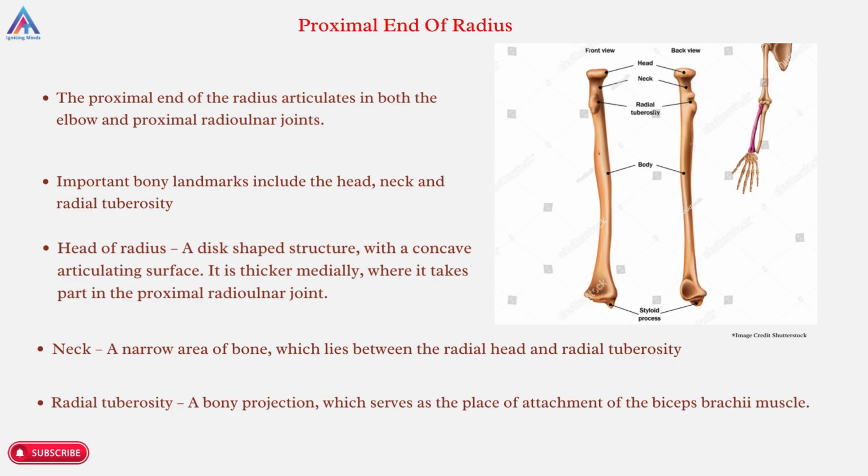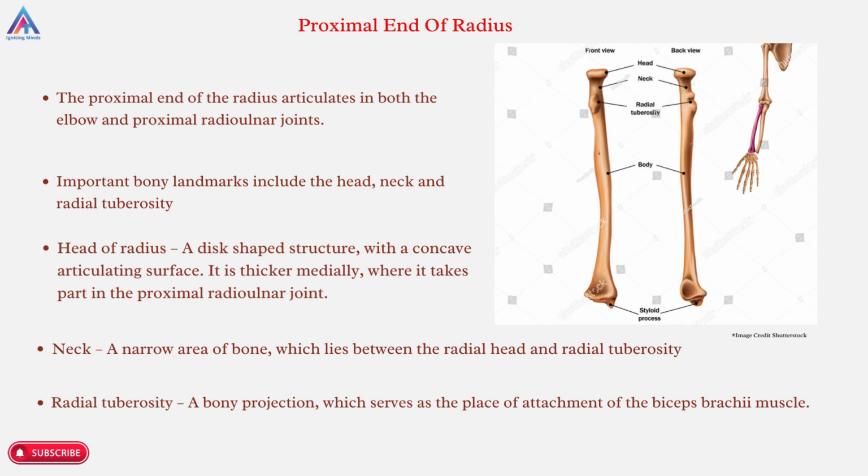The proximal end of the radius is the site where it articulates with the elbow and proximal radio-ulnar joints. Some important bony landmarks in this region are the head, neck, and the radial tuberosity. The head of the radius is a disc-shaped structure with a concave articulating surface. It is thicker medially where it takes part in the proximal radio-ulnar joint.